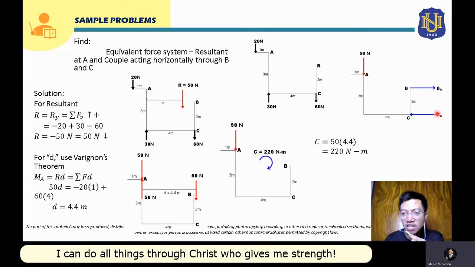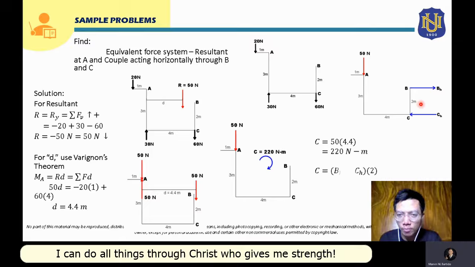and these two forces should be equal to produce a couple, right? And they have a perpendicular distance, which is 2 meters. So from that, we can solve for the value of BH and CH. Solving for BH or CH, we can use the couple. So our couple will be equal to either BH or CH, since they are equal, times their perpendicular distance, which is 2 meters.